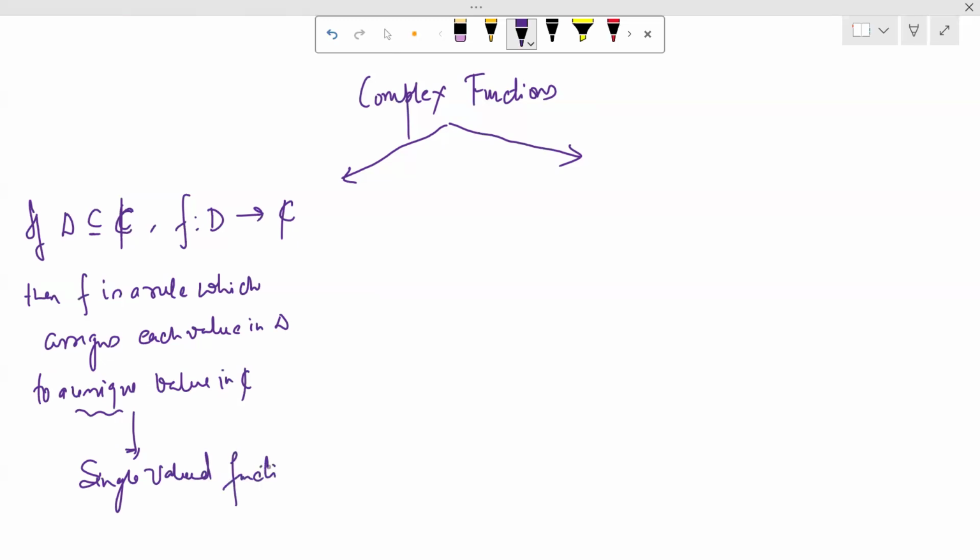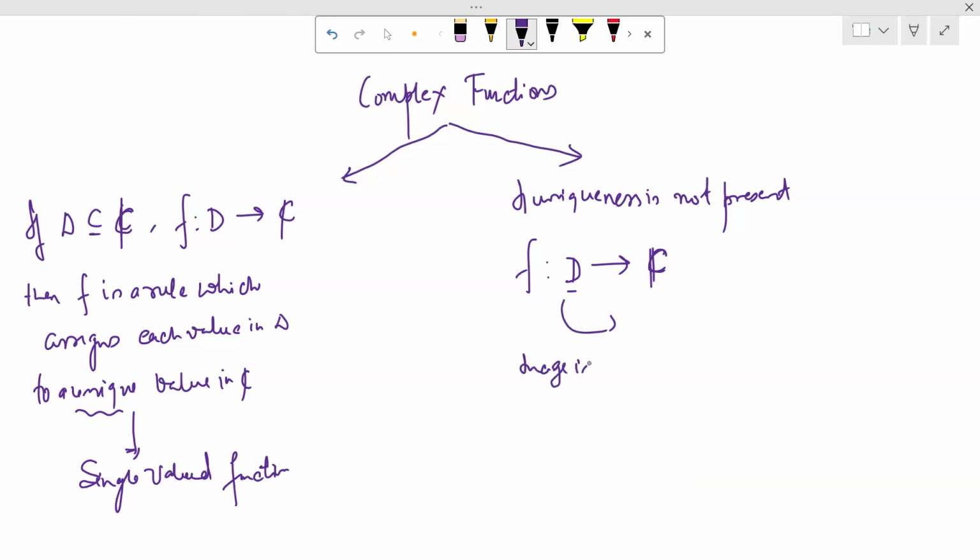But if this uniqueness is not there, all other things remaining the same, that is, if F is a rule which assigns an element from D to C and the image is not unique, then we can certainly say that these functions are multi-valued functions.